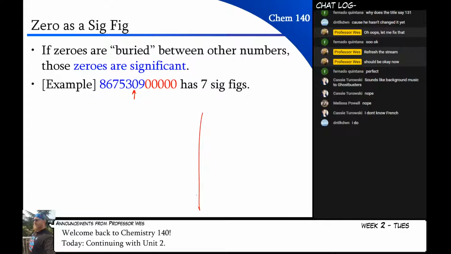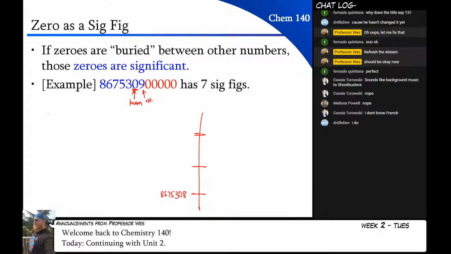If I had a scale that measured like this, and so this is my last known digit, and this would be my estimated digit. Because remember, when I measure, all of my digits are known except for the last one, which is closely estimated. So if I had marks on a ruler that look like this, since my known digits are where the marks fall, it would look like this. 8, 6, 7, 5, 3, 0, 8.